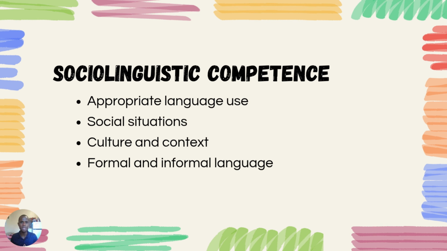Sociolinguistic competence is the ability to use language appropriately according to the situation. People speak differently depending on who they are talking to. For example, the language used with a teacher is different from the language used with friends. A student must learn how culture, context, and social relationships affect communication. This competence helps learners avoid misunderstanding and communicate respectfully.